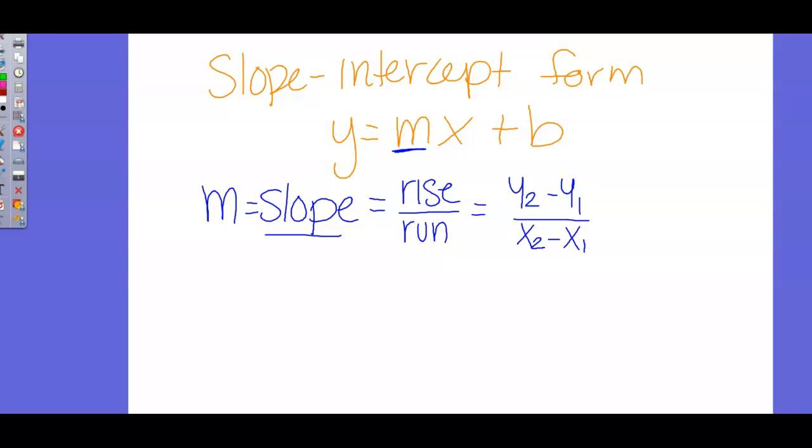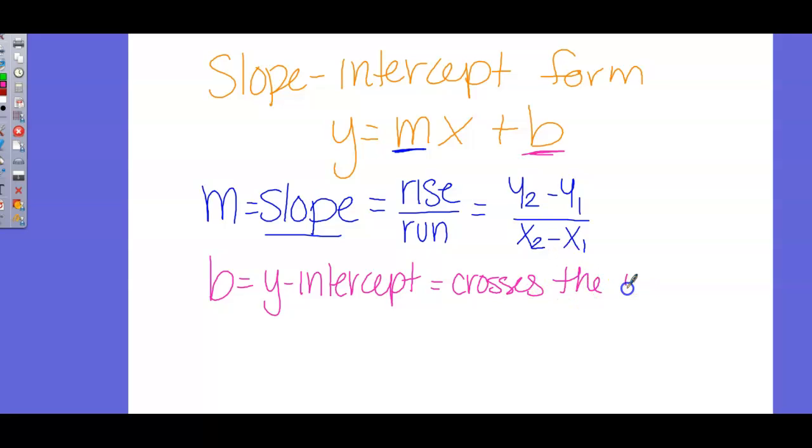The other thing that is important to mention is the b, and our b represents our y-intercept. And hopefully you remember that the y-intercept means where it crosses the y-axis, which hopefully you remember also is your vertical axis. So those are some quick vocab review. So let's actually get into our books.